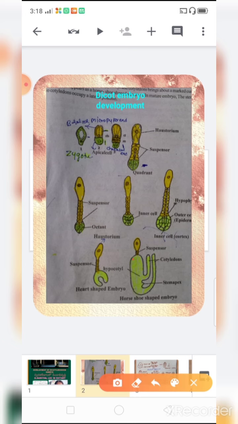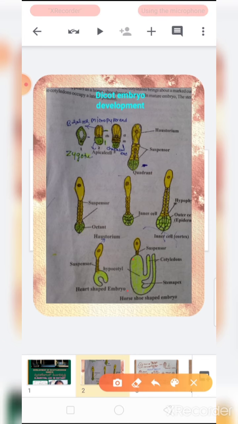Dicot embryo development is found in Capsella bursa-pastoris, which belongs to the Cruciferae family. Dicot embryo development was first observed by Hanstein in Capsella bursa-pastoris. He gave a detailed study of this dicot embryo development. The development of the embryo has the following steps.